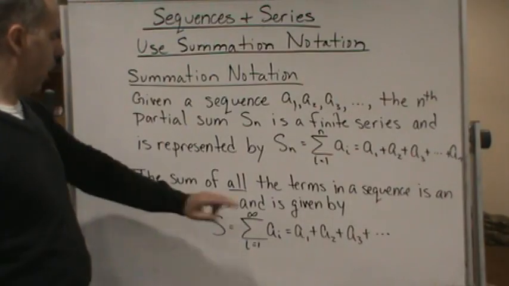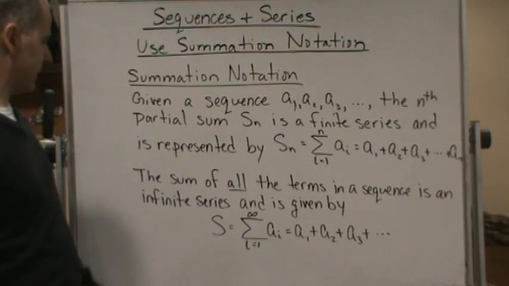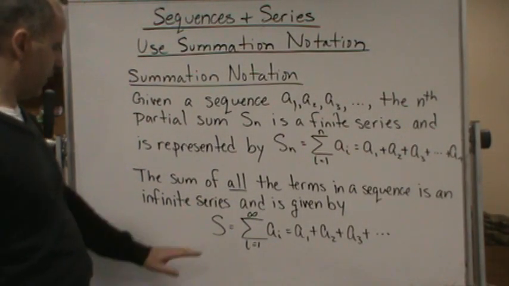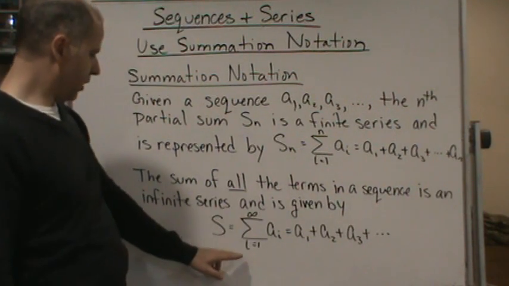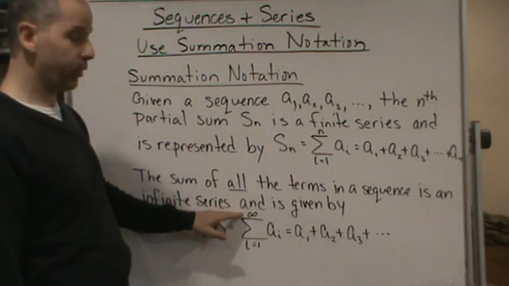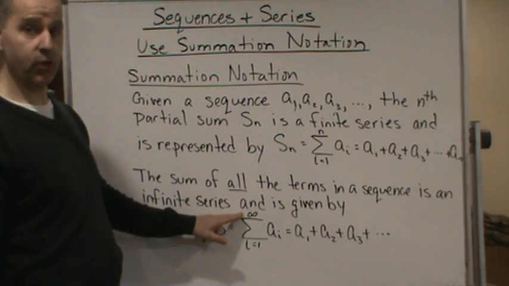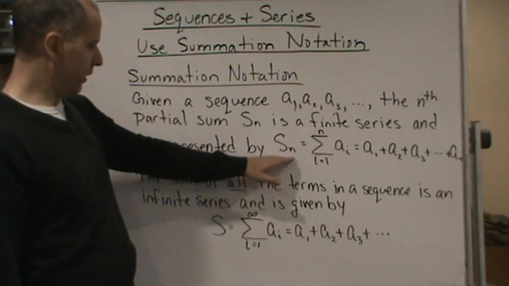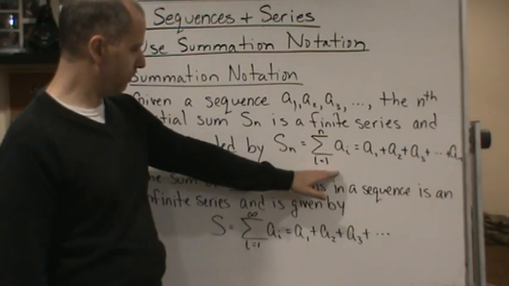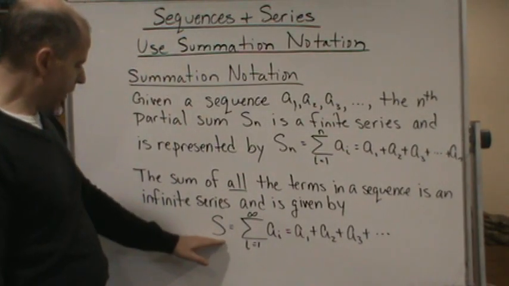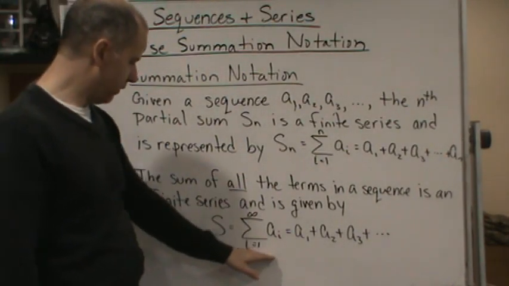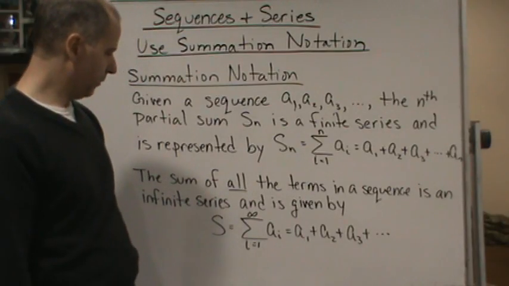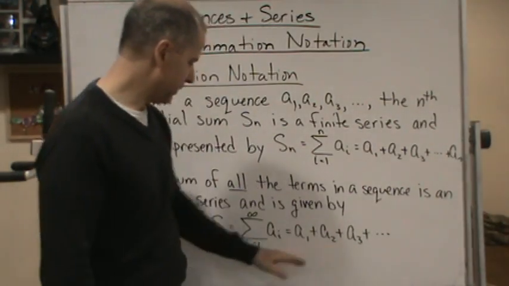Now, the sum of all of the terms in a sequence is an infinite series and is given by this notation. So the only difference is now we're going off to infinity. So the upper limit is infinity instead of n. So an nth partial sum is given by this. The infinite series S is given by this notation here, and it represents this.